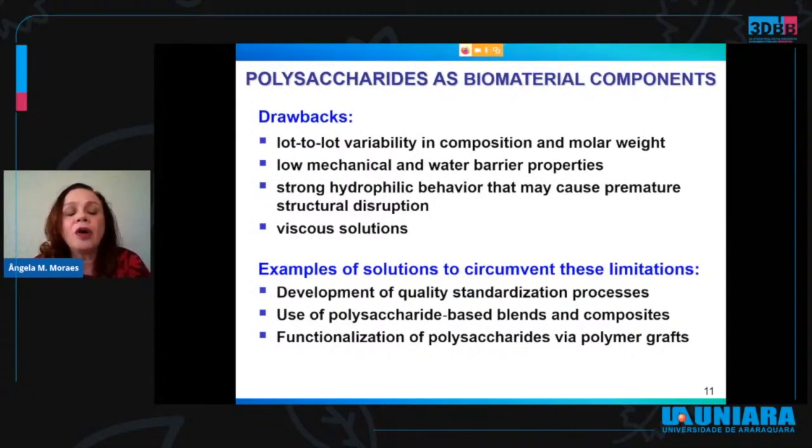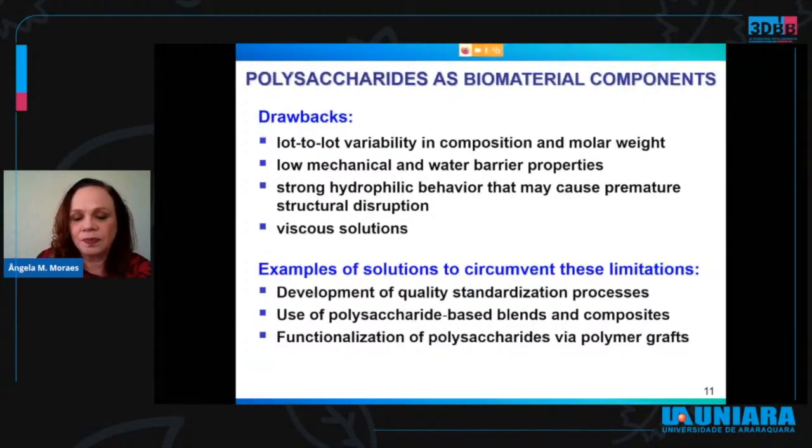And here we have also some examples of solutions that we can adopt to circumvent these limitations, such as the development of quality standardization processes to improve the lot-to-lot variability. We can use polysaccharide-based blends and composites, for instance, to improve mechanical and water barrier properties, and we can even functionalize the polysaccharides via polymer grafting to better meet the requirements of our designed product.